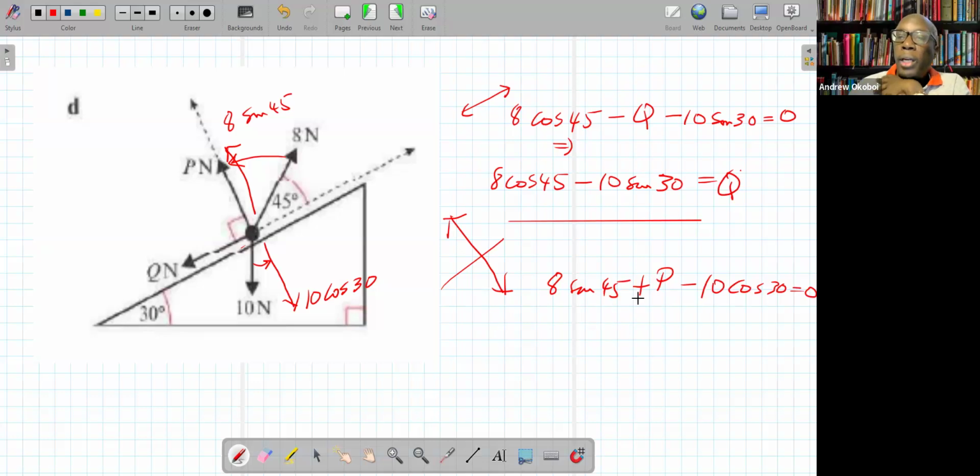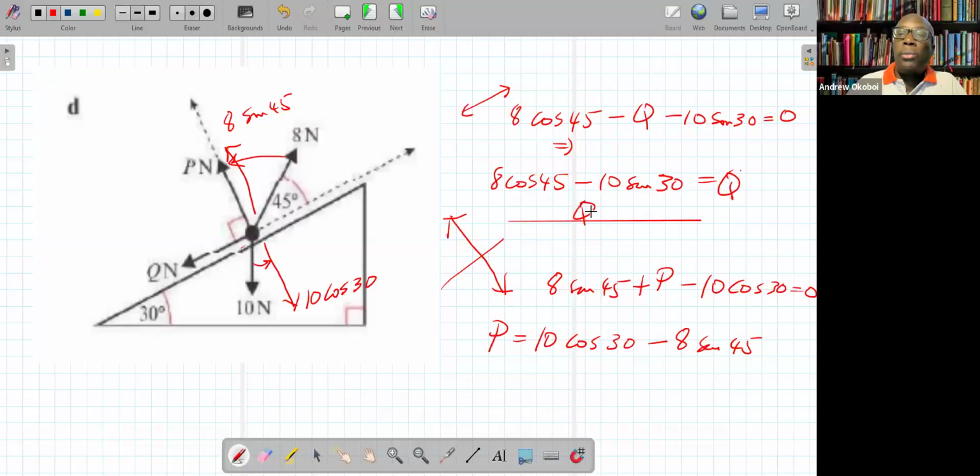So how do I rearrange this equation to find P? I'm going to take all of these and take them to the right side. So I'm going to say P is equal to 10 cos 30 minus 8 sine 45. Now I have an equation for P and I have one for Q. I'm going to type them in the calculator. I'll do the first one and then the other one. Let's do the one for Q. And you just put them in as they are.